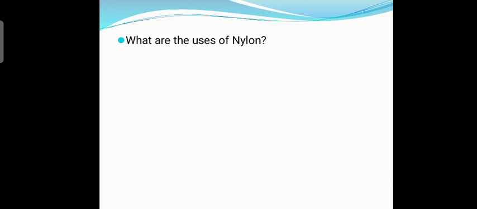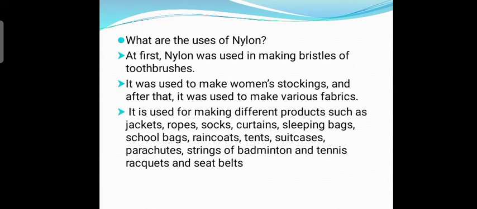So what are the uses of nylon? On the basis of its properties, we can use it in different areas. At first, nylon was used in making bristles of the toothbrush.